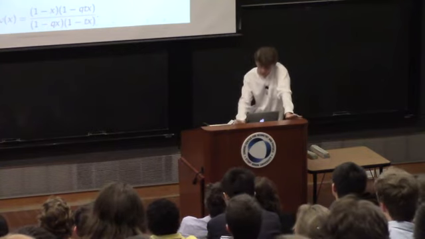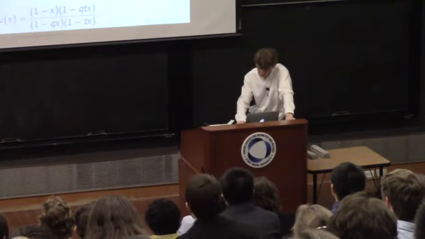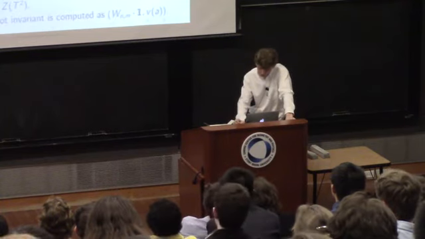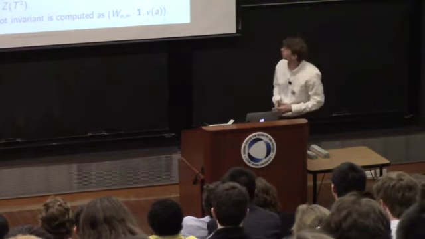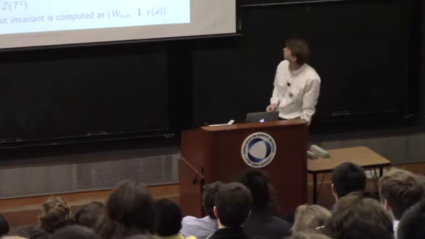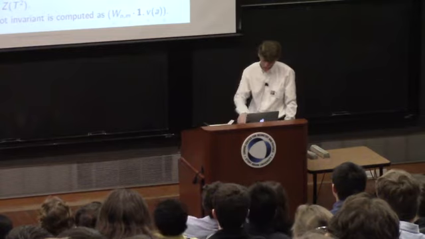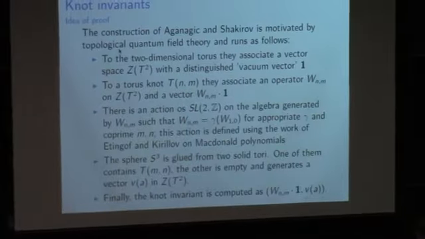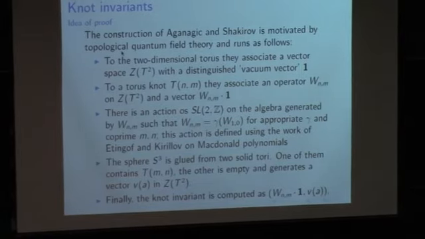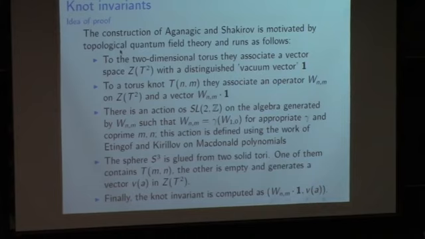Okay, so how can this be proven, and how is this related to all the geometry that we've been discussing before? So, what is the idea of the proof first? And what is the idea of construction of this thing? So, what does physics say about this invariant? You run some topological quantum field theory, and to a two-dimensional torus, they assign some vector space with a distinguished vacuum vector, which I will denote by 1.